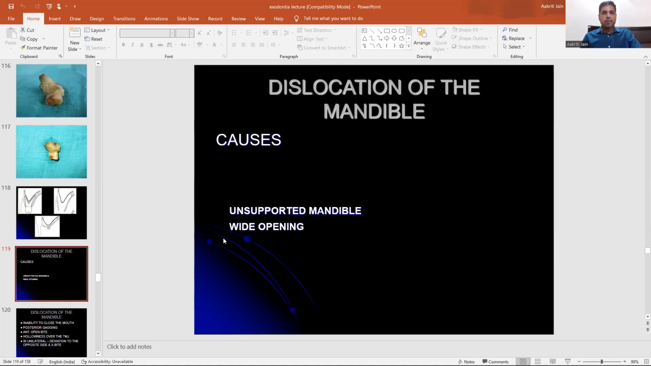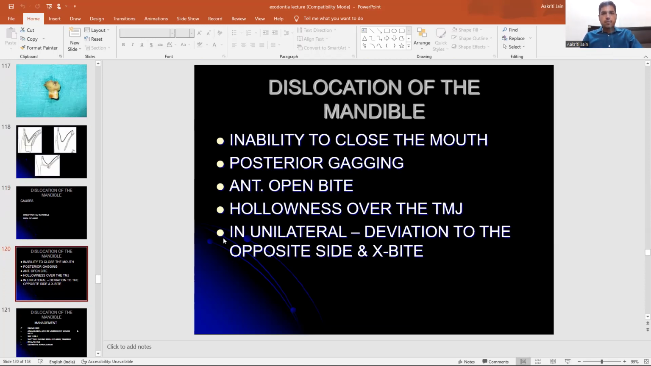Dislocation of the mandible. The possible causes are an unsupported mandible and wide opening during the extraction. Signs include inability to close the mouth, posterior gagging, and anterior open bite. There is hollowness over the TMJ, and in case of unilateral dislocation, deviation to the opposite side or a cross bite.